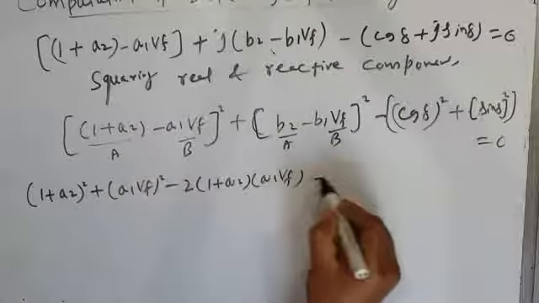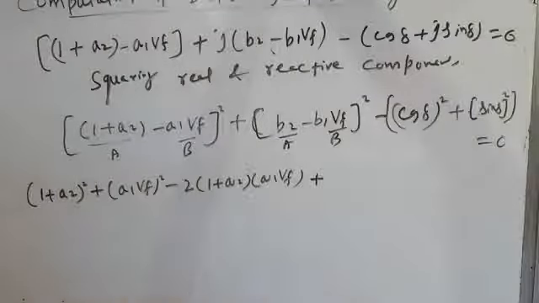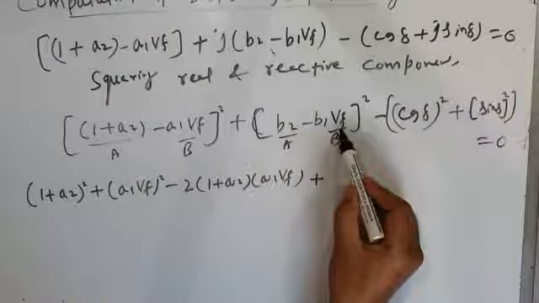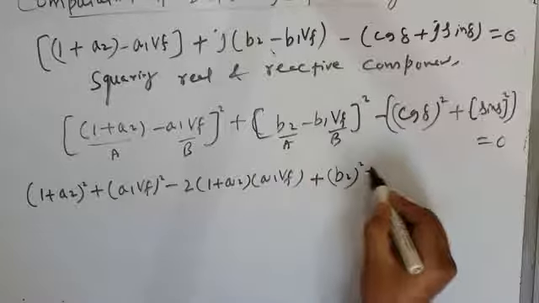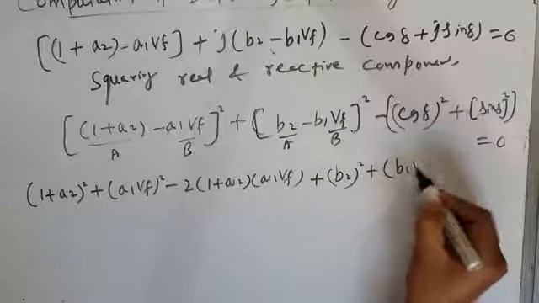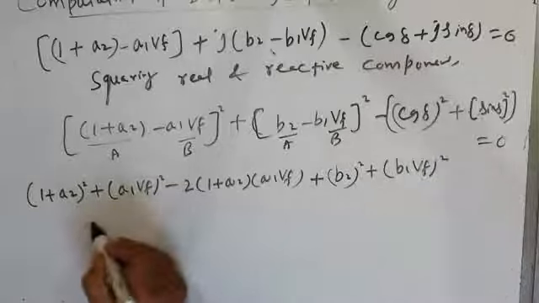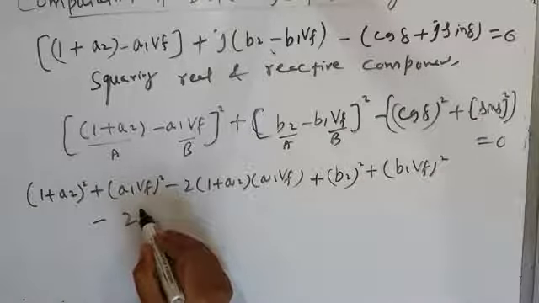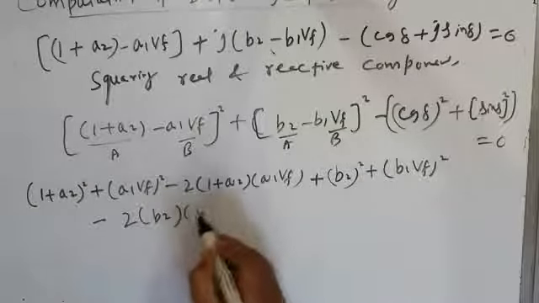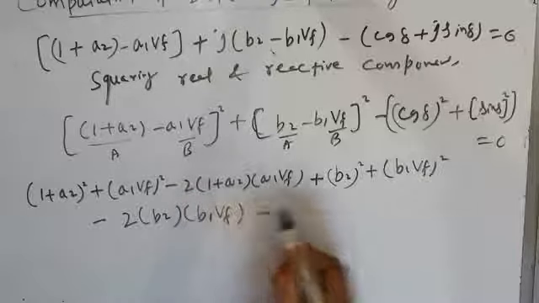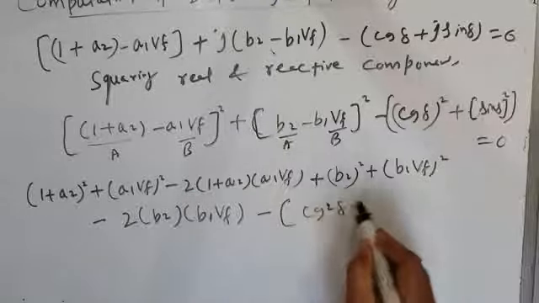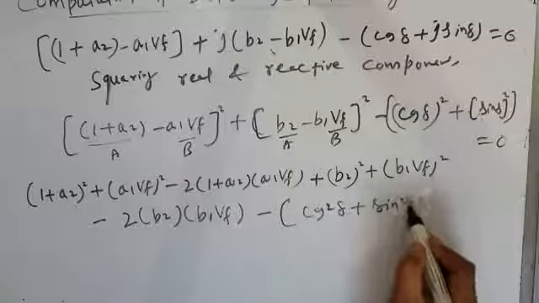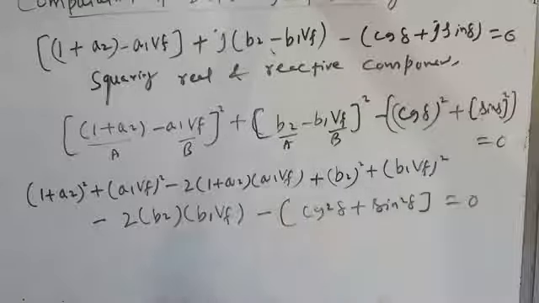After that we will expand this one. (A − B) whole square: A square is B2 square, plus B square is (B1 VF) square, minus 2AB, where A is B2 and B is B1 VF. Minus cos square delta plus sin square delta, equal to 0.